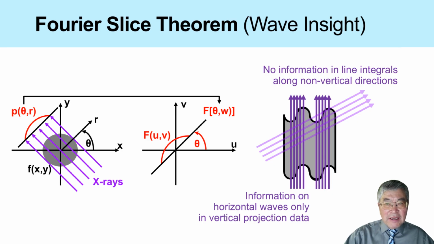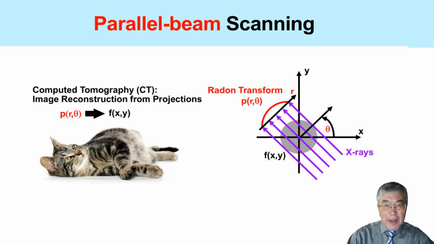So by collecting projections from many angles, we collect many radial lines in the Fourier domain. Once enough Fourier information is collected, the image can be reconstructed by combining all those wave components through the inverse Fourier transform. The parallel beam scanning is the first generation geometry of computed tomography, or CT.